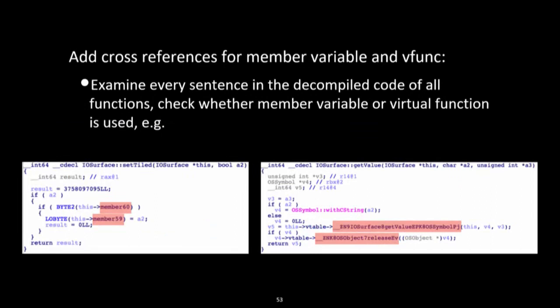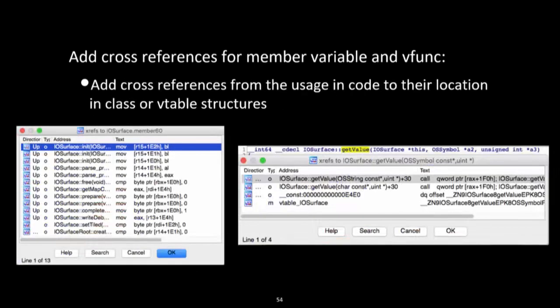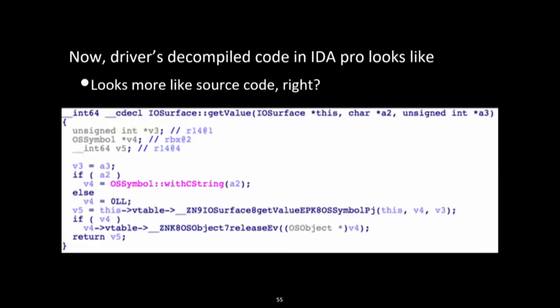Next, we add cross-references for member variables and virtual functions. We examine every statement in the decompiled code of all functions and check whether any member variable or virtual function is used. Then we add a cross-reference in IDA Pro from this usage to the member variable or virtual function's location in their class or vtable structures. Now you can see that the decompiled code looks more like the source code, right?